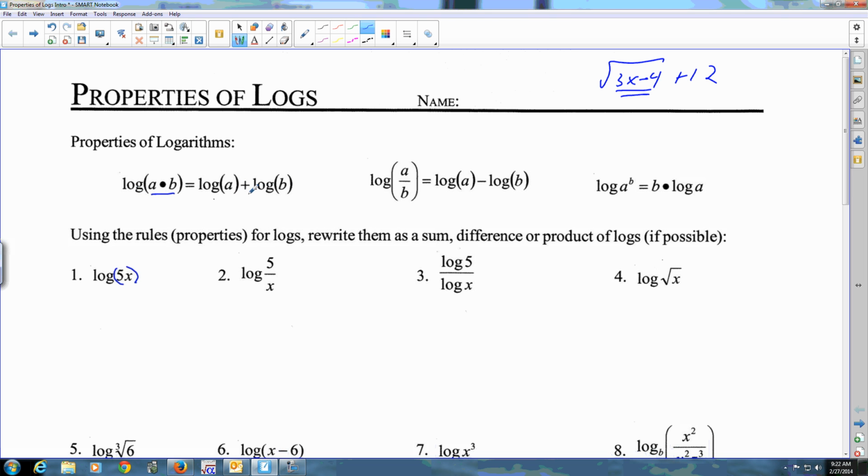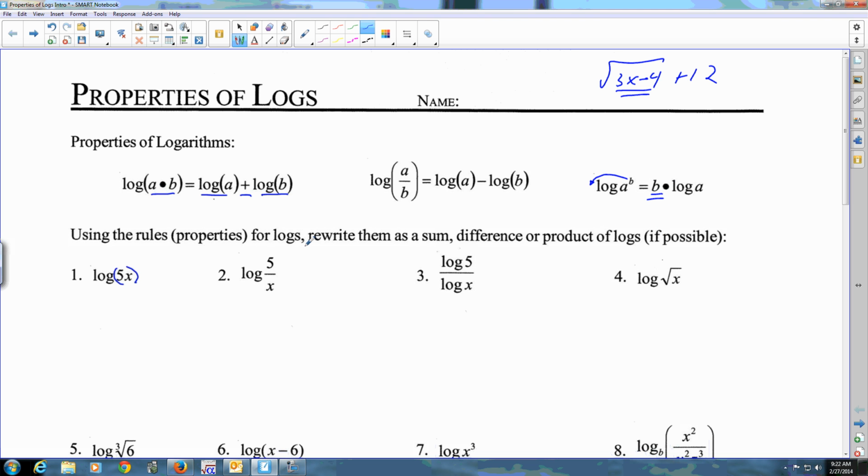So when you have a product in the argument of a log, you can break that logarithm into two separate logs that are adding. So when you're multiplying, you can break the log into two parts that are being added. When you're dividing, you can break the log apart into a difference. And when you have an exponent inside a logarithm, you can drop it down in front as a coefficient.